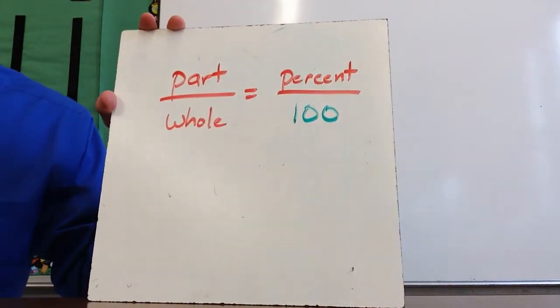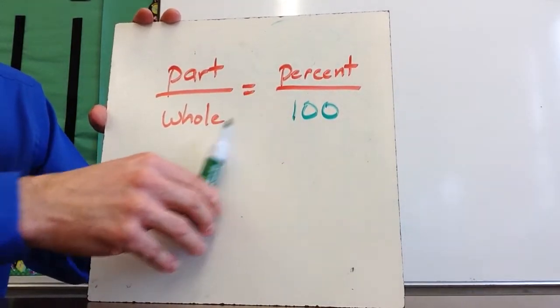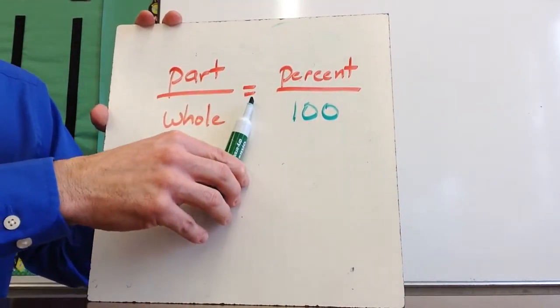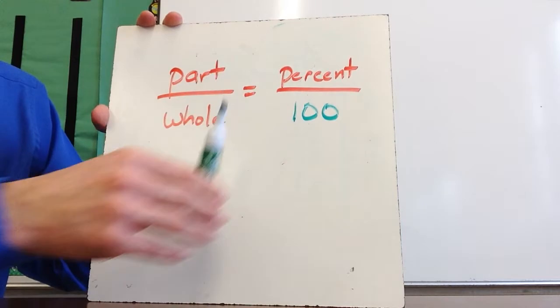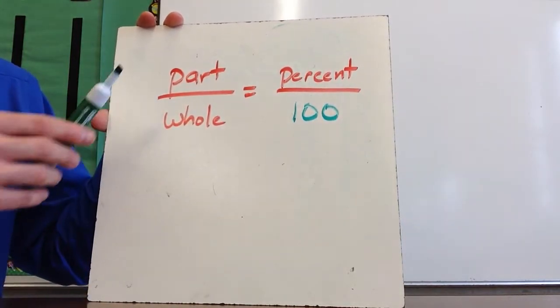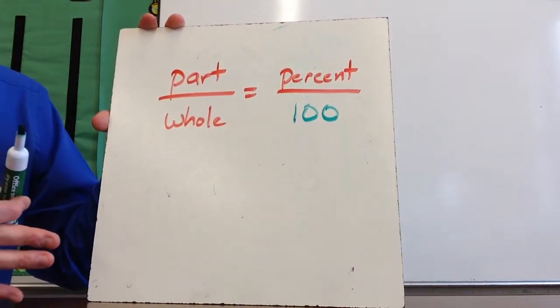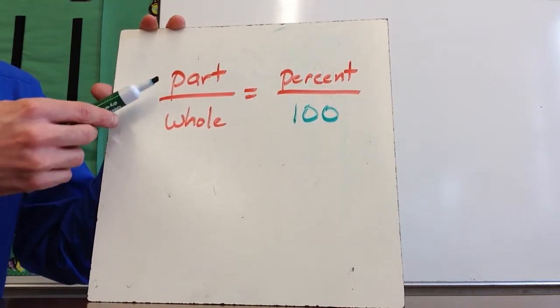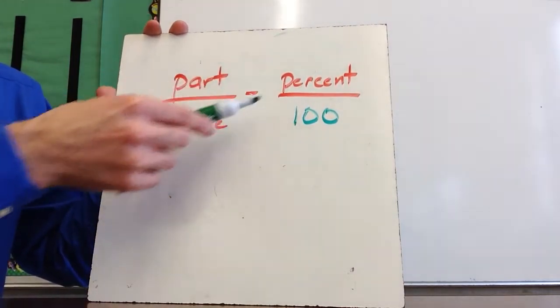So keep in mind that this is a proportion, which means it's two ratios or two fractions separated by an equal sign, and what we're going to end up doing is cross multiplying. Okay, and so the key thing with these types of problems, because they are going to be word problems or story problems, is trying to figure out what number goes where.